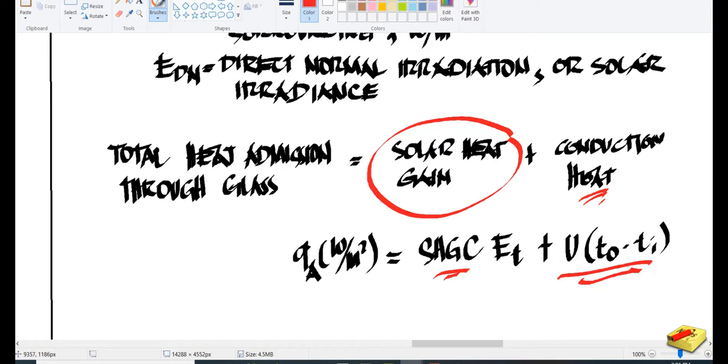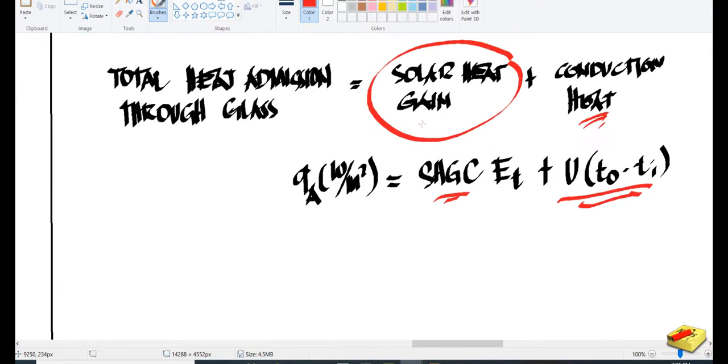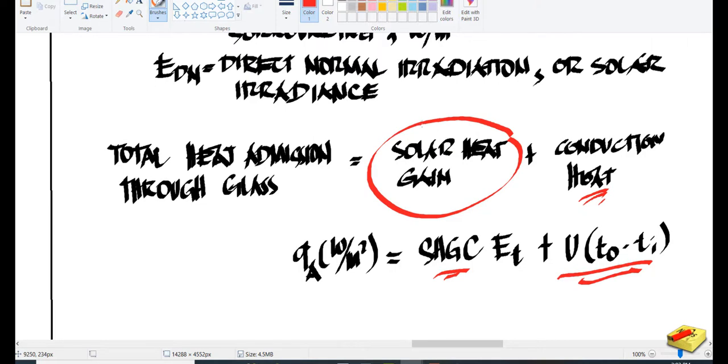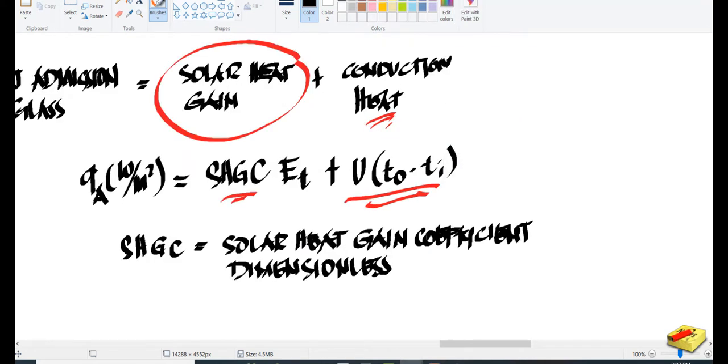Okay, so we have the value, we can compute the ET. Since we have different requirements to get your ET, we have your EDN cosine theta, then we have your ED, diffuse sky radiation, then you have your ER, reflected solar radiation. Then for the solar heat gain coefficient, ang unit niyan is dimensionless, usually walang unit.